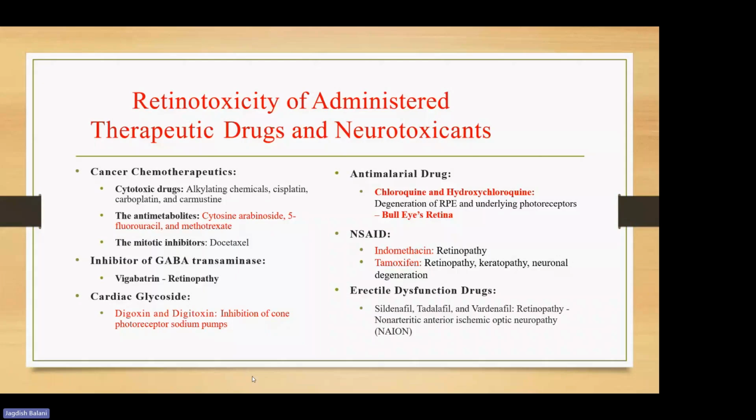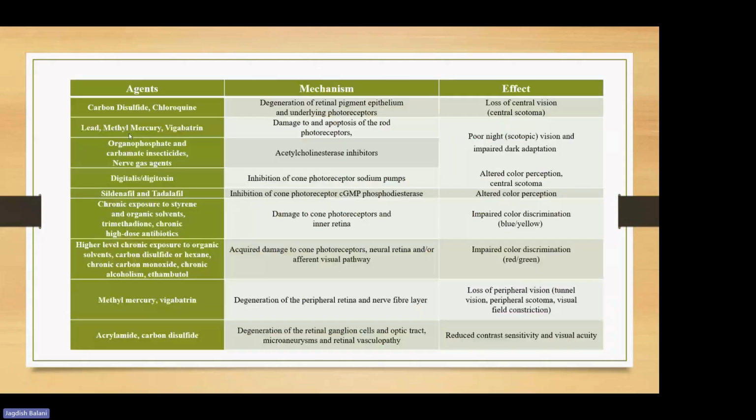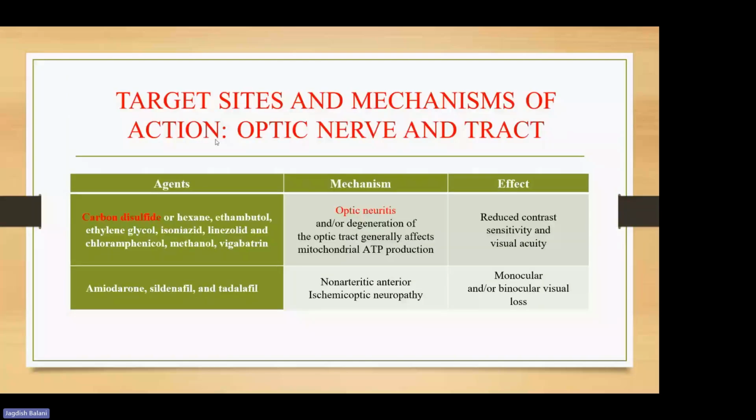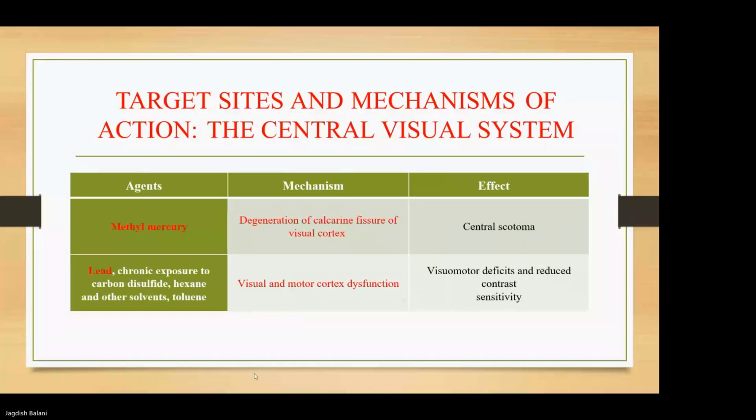Here is a table showing the mechanism and effect created by these drugs. It's already discussed. Then the target sites: the optic nerve and tract. Here are the agents: carbon disulfide, ethambutol, ethylene glycol. These are the agents which create optic neuritis and reduce contrast sensitivity and visual acuity. Amiodarone and cinnabar, we have already said, also create monocular and binocular vision loss.